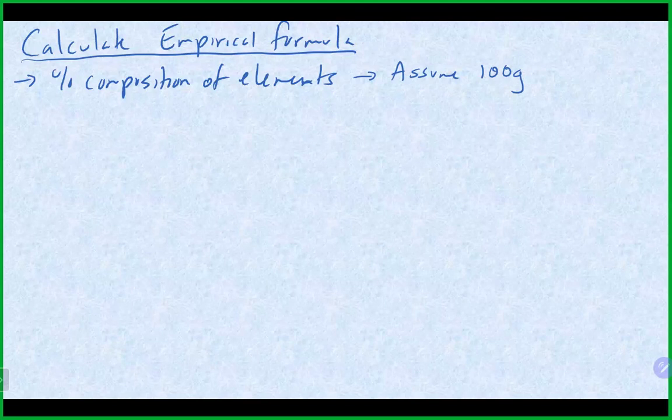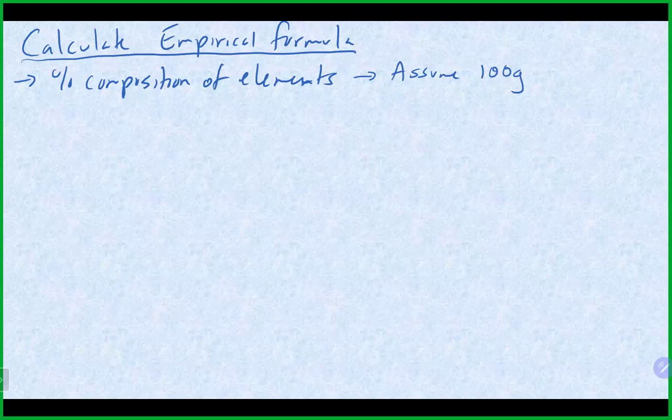The reason we assume we have 100 grams is it keeps the percentages and the grams the same number. So if you have 50% by mass and you have 100 grams, you have 50 grams of that thing. If you've got 20% by mass and 100 grams, you've got 20 grams of it. You can assume as many grams as you want, but the numbers would change. It makes it harder on yourself, so you don't want to do that. You just assume 100 grams.